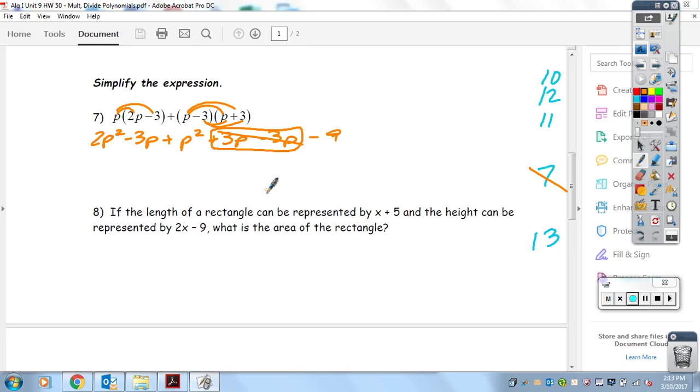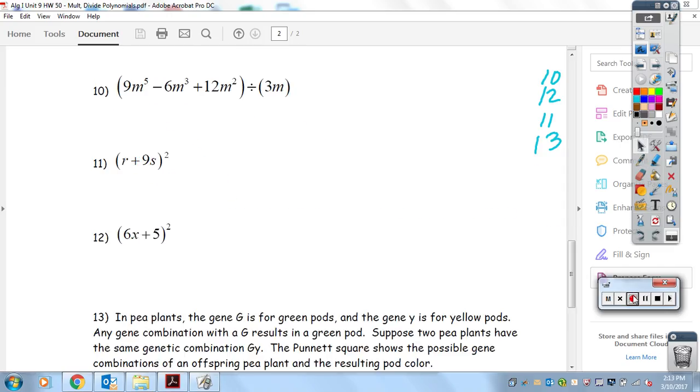I can deal with the rest. All right, I got a p squared and a 2p squared is 3p squared. There's only one negative 3p, and there's only one constant, negative 9. That's a trinomial of degree 2 with leading coefficient of 3. Moving on to number 10, essentially the only division problem that was on here.